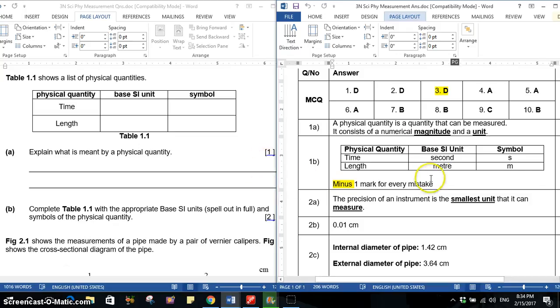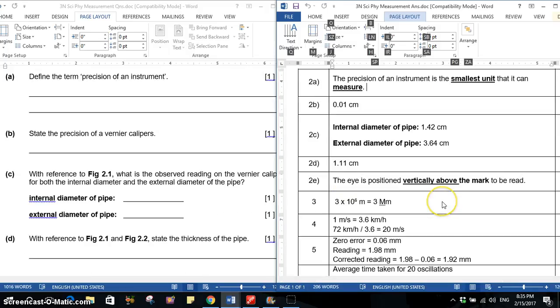The next question here, most of you got it correct. This is looking at the base unit, and it must be the base SI unit followed by the symbol for its unit. So over here we have seconds for time and meter for length. A few students give me kilometer or even cm for length. Next, we come to question 2.